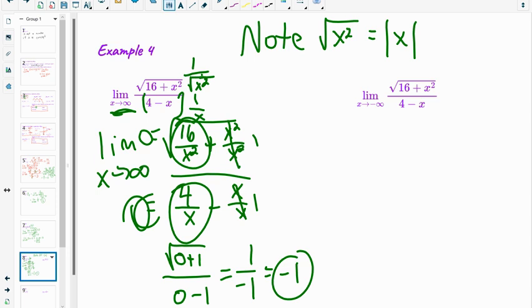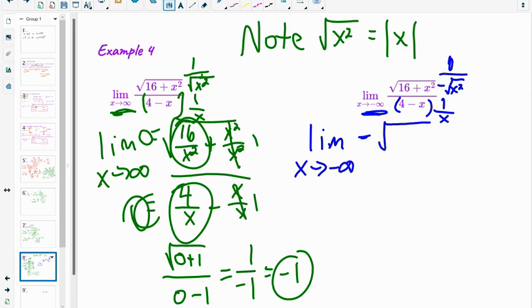Now, same idea here, except now we're going to negative infinity. So we're going to multiply this by 1 over x. Now this we're going to go ahead and do 1 over negative square root of x squared, since we're on the negative side this time. Well, it'll effectively get us the same thing. So we get the limit as x approaches negative infinity of the negative square root of 16 over x squared plus x squared over x squared, all over 4 over x minus 1.